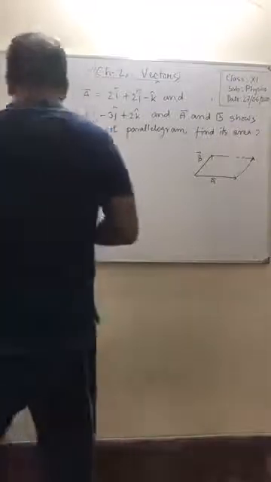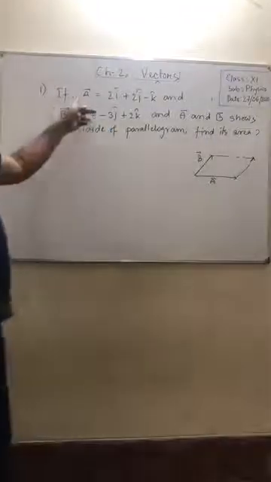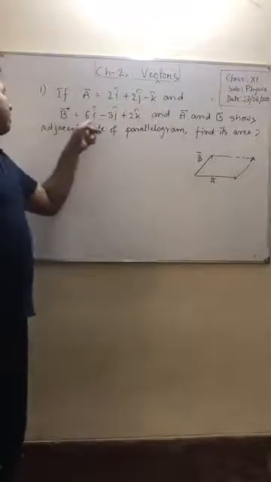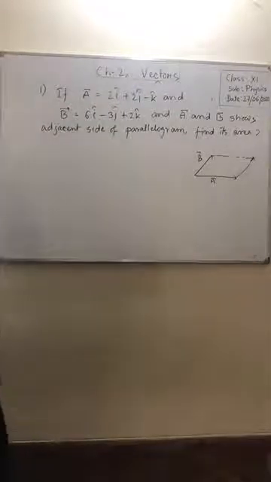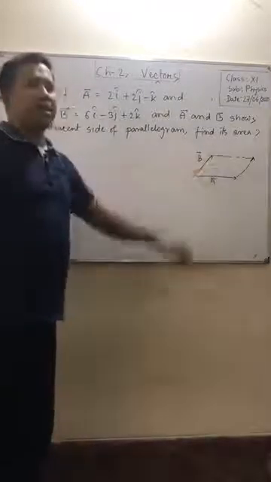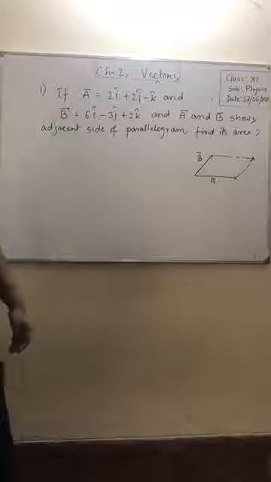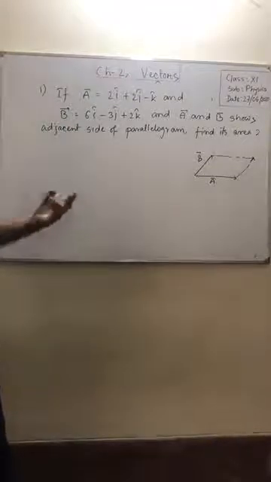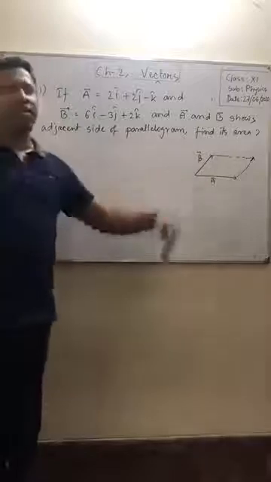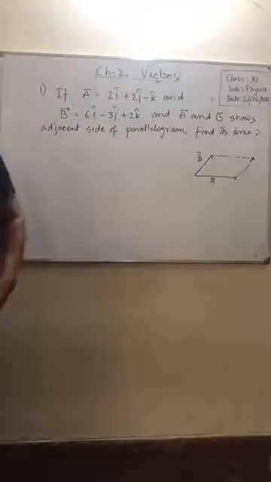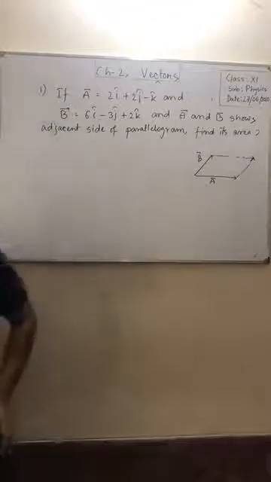Okay, they said that vector A equals twice i plus twice j minus k and another vector B equals 6i minus twice j plus twice k, and A and B show adjacent sides of a parallelogram, and they said to find its area. We know the area of a parallelogram means length into breadth. We can do this area of the parallelogram. Okay, do you understand that? They said that area of a parallelogram.